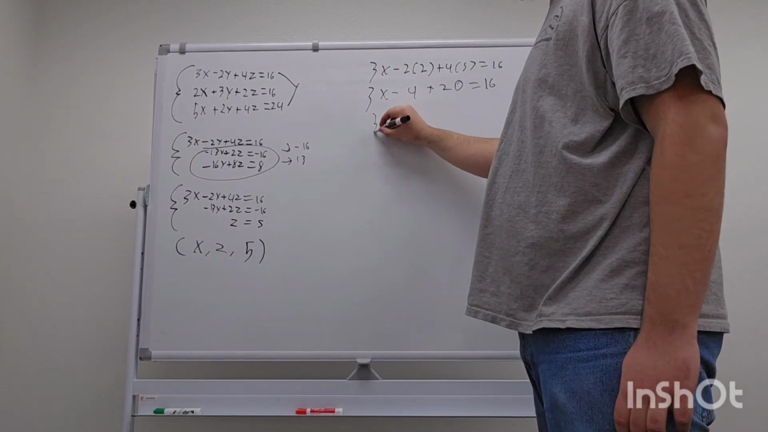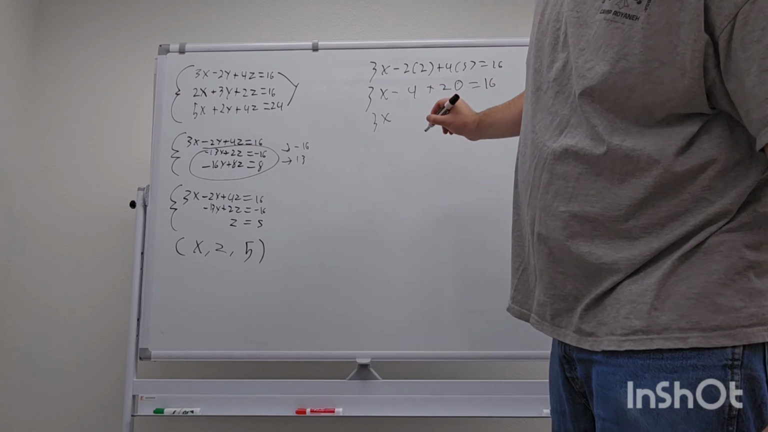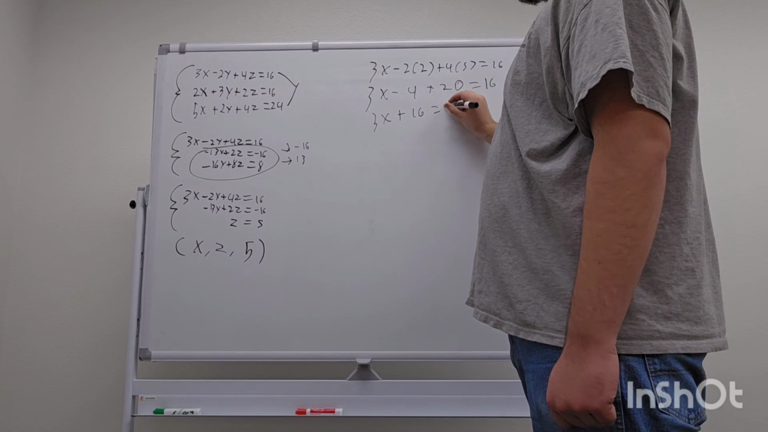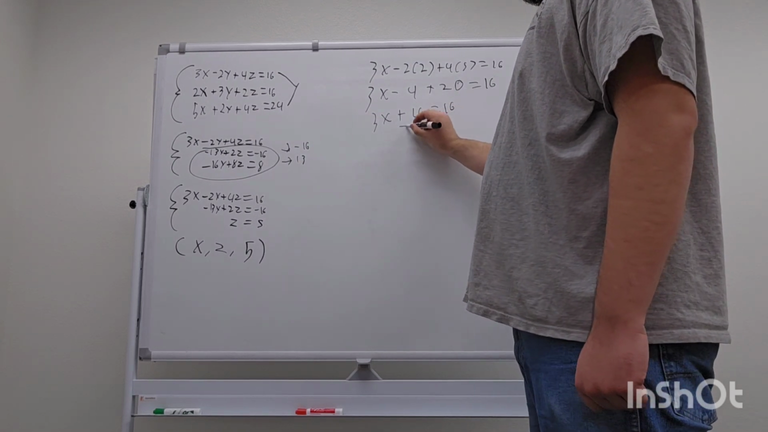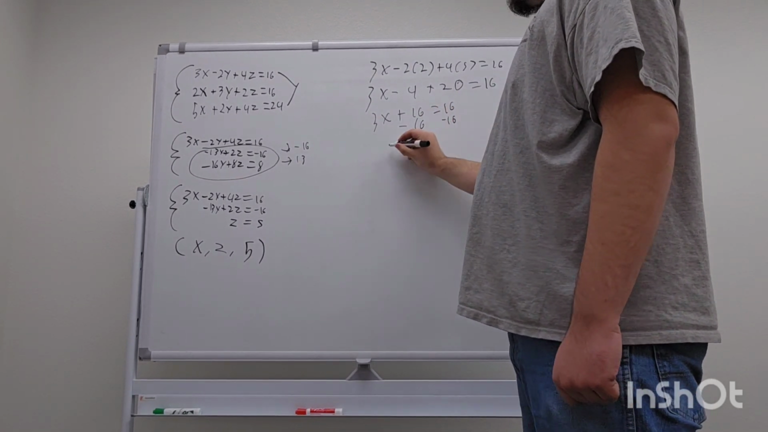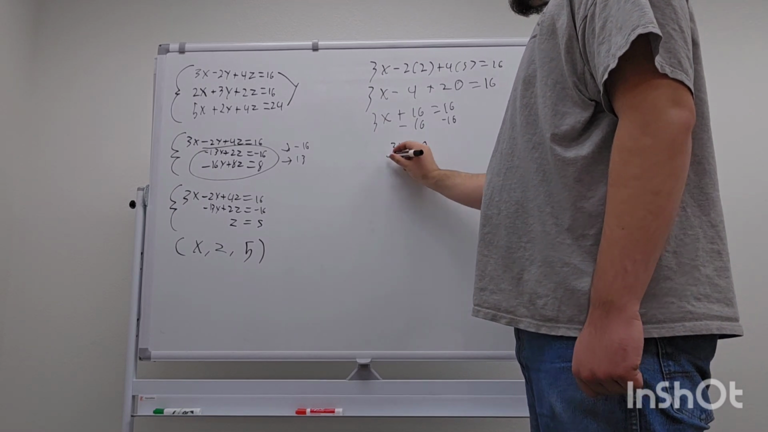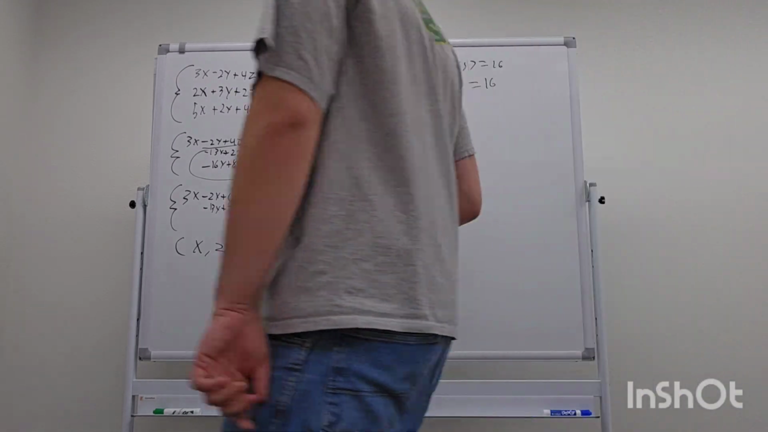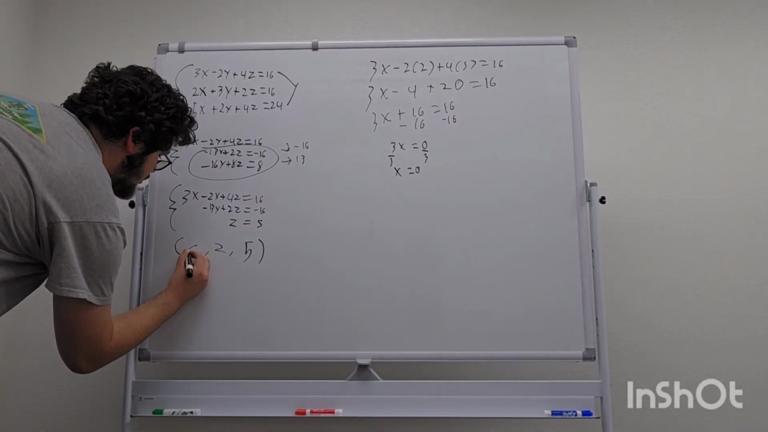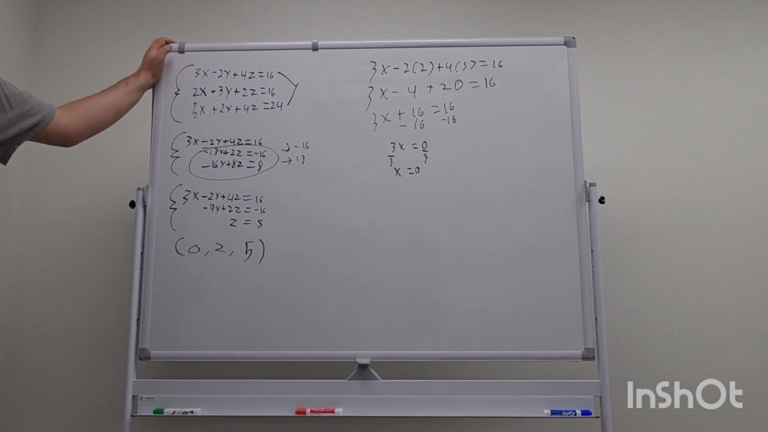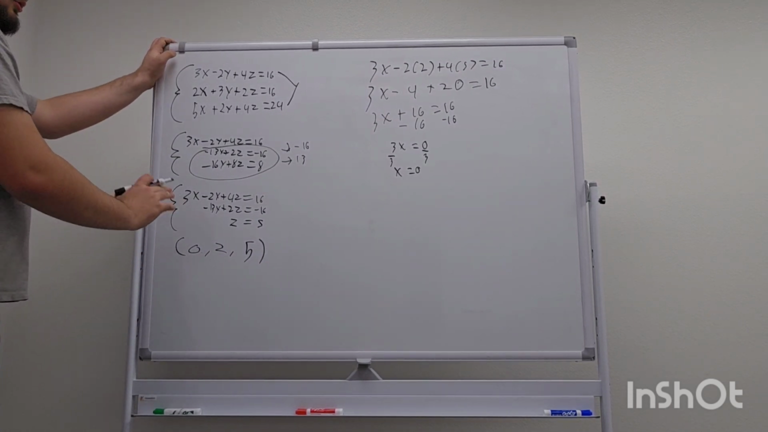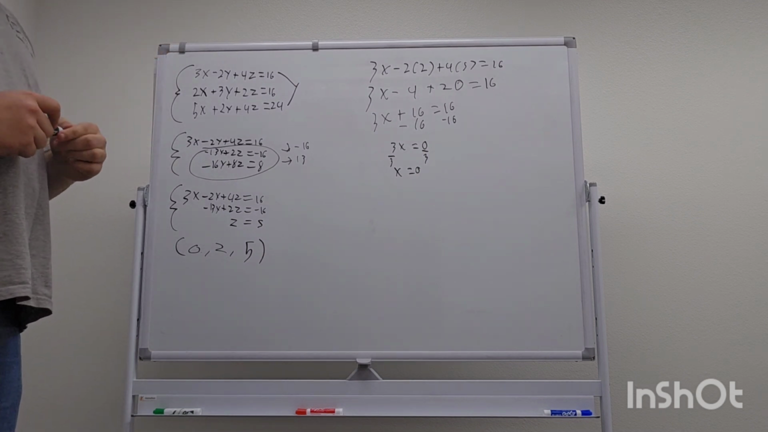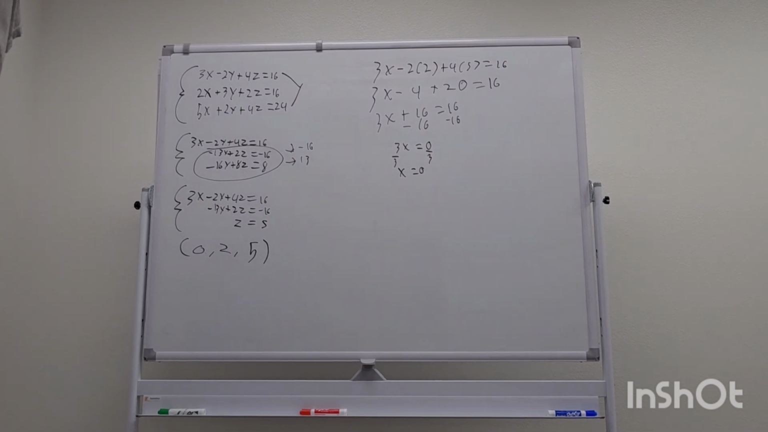Now we are going to combine like terms as per normal. So that's 3x plus 16 equals 16. Then you subtract 16 from both sides and get 3x equals 0. Divide by 3 and x equals 0. Thus making our solution to our system of equations the point 0, 2, 5 on a 3D coordinate plane. And that's how you solve a system of equations.